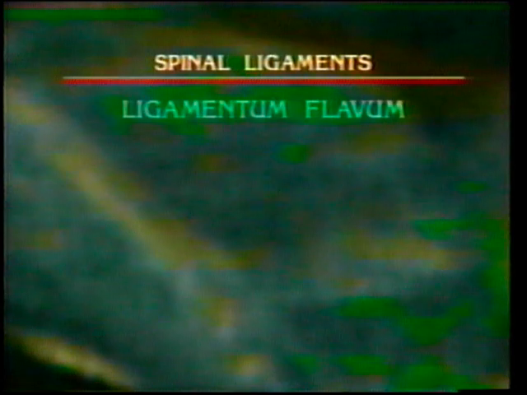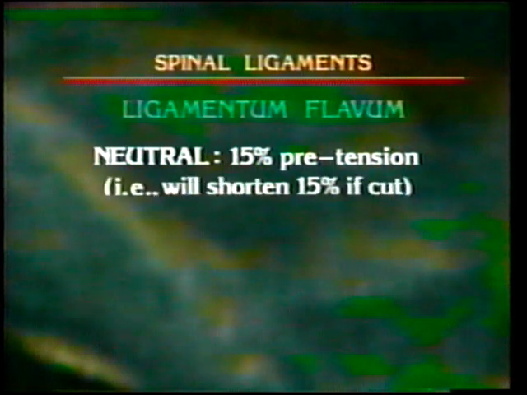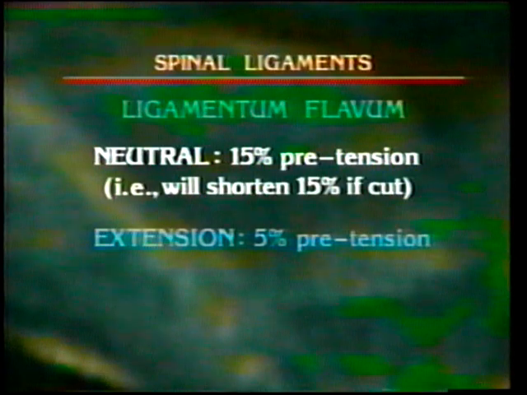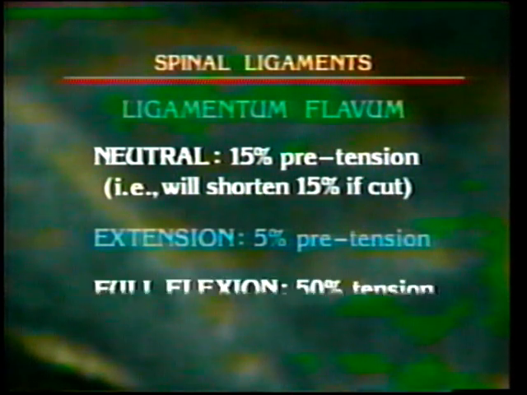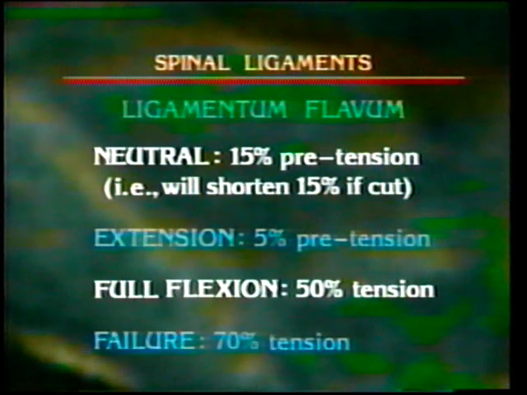It is. In neutral, with the spine in a relaxed, normally lordotic position in the lumbar region, the ligamentum flavum is at about 15% of pretension. That means it will shorten 15% if cut. In extension of the spine, it only has 5% of pretension, and in full flexion, physiologically, it only goes to 50% of its maximum length. And you actually have to go to 70% of its length before it will fail.